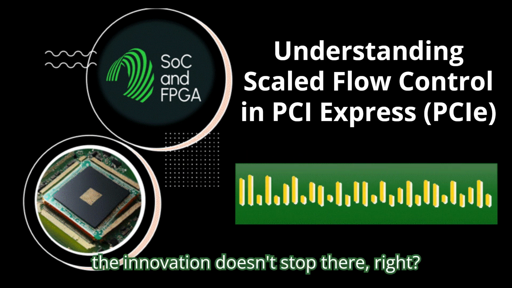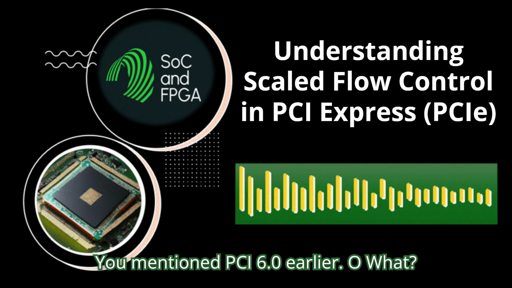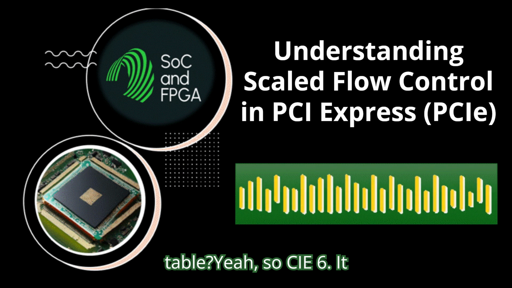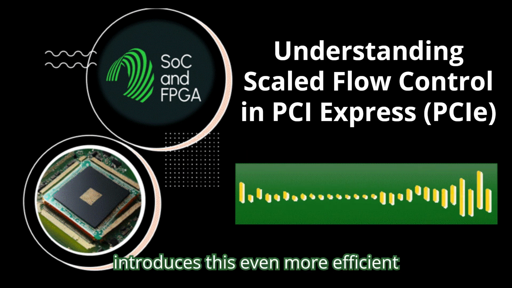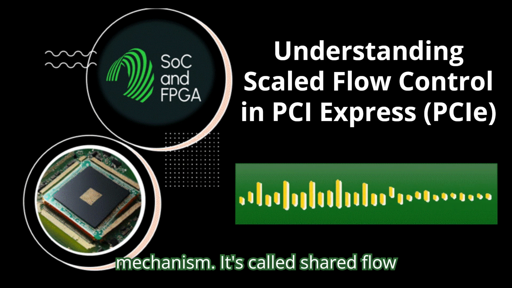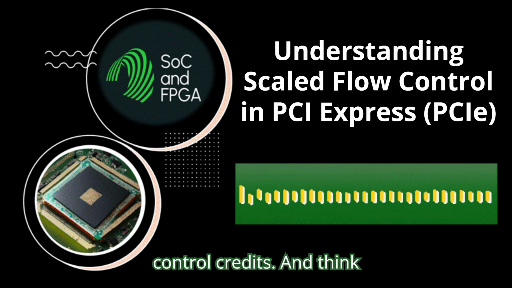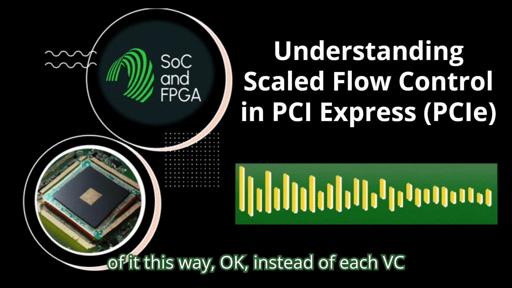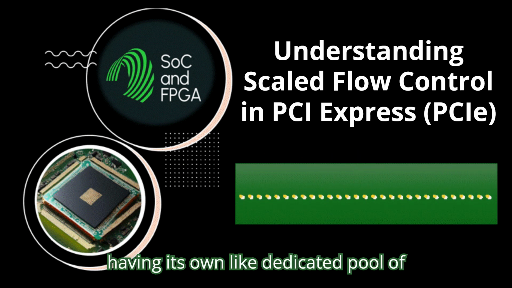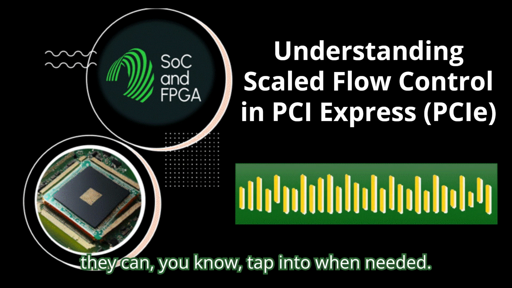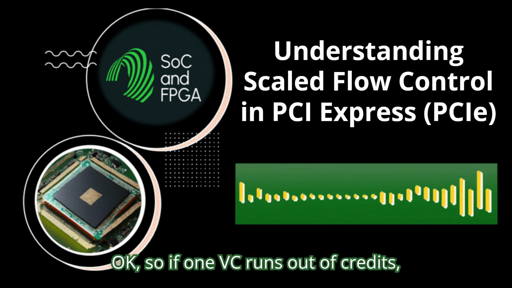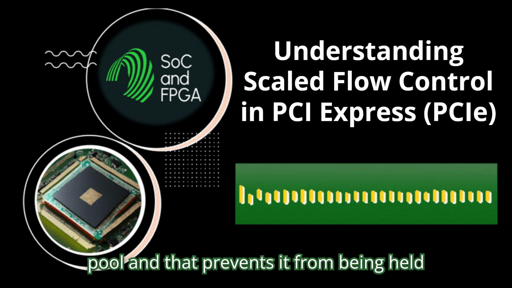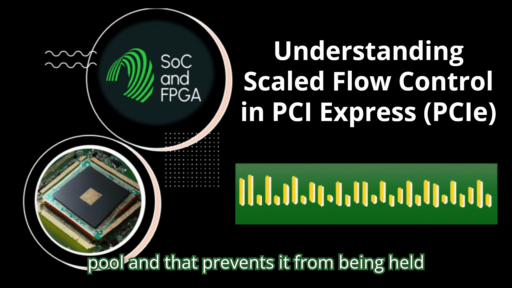But the innovation doesn't stop there, right? You mentioned PCIe 6.0 earlier. So what advancements does that bring to the table? Yeah, so PCIe 6.0 introduces this even more efficient mechanism. It's called shared flow control credits. And think of it this way, okay? Instead of each VC having its own dedicated pool of credits, there's now a shared pool that they can tap into when needed. Okay, so if one VC runs out of credits, it can kind of borrow from the shared pool, and that prevents it from being held back.